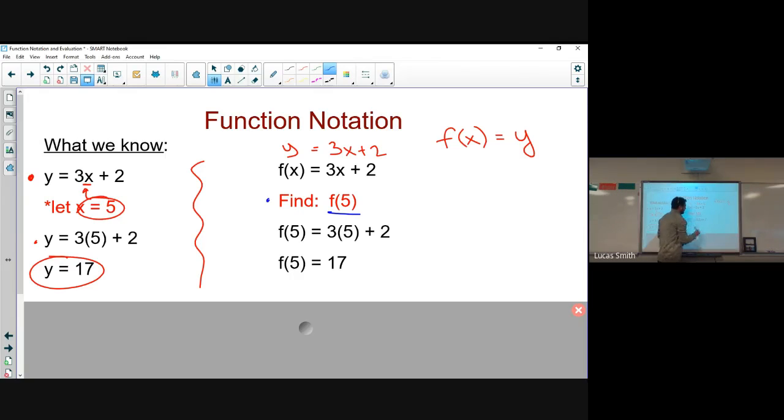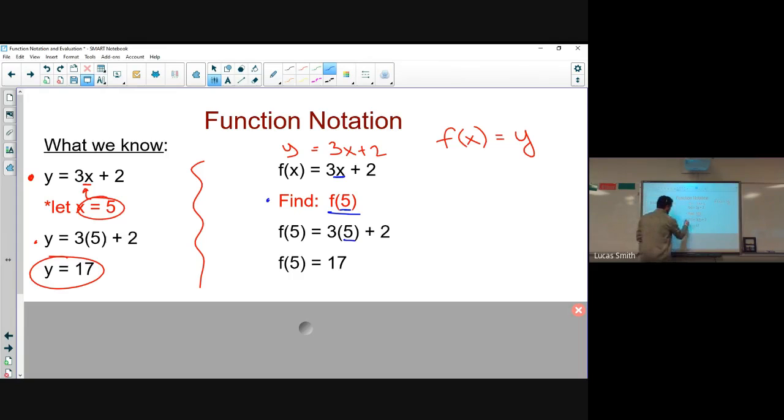F of 5. It's not f times 5, it's f of 5. And all that means, this is where you might remember some of this from Algebra 1, is that whenever you have f of some number, you're going to go up into your equation and replace every x that you see with whatever number is inside those parentheses. So in this case, since it's f of 5, I'm going to replace that x with a 5.